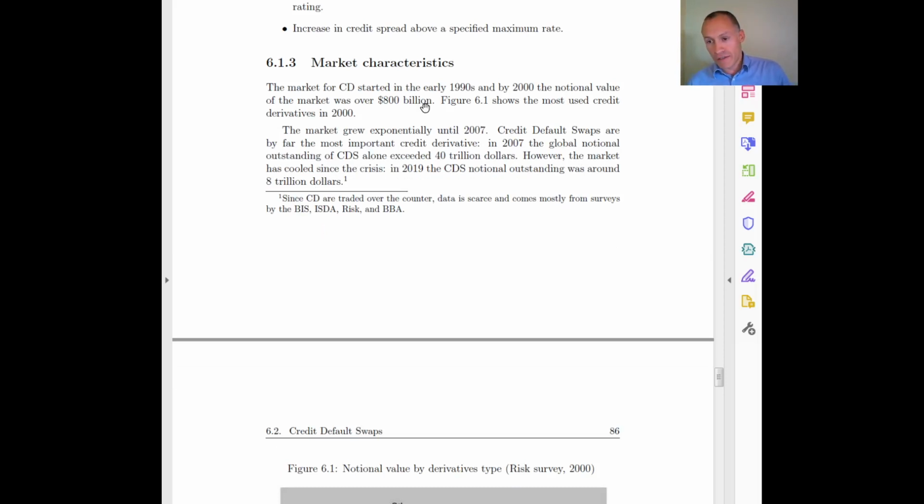The market started in the 90s, and then it had a fast growth. If you look at the notional outstanding in these contracts, you'd see a curve that is going up very quickly until the financial crisis. But after the financial crisis, it has decreased a bit.